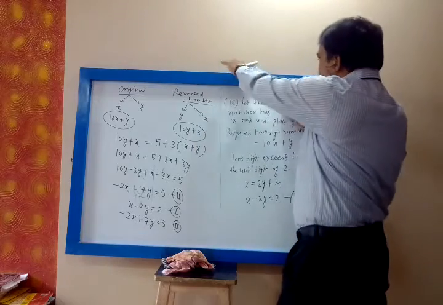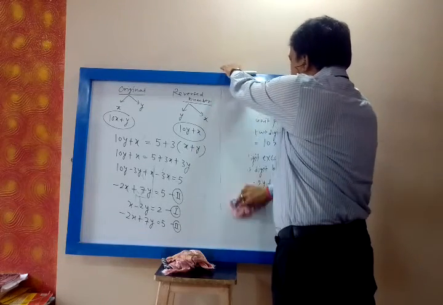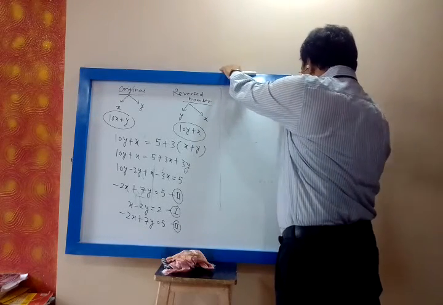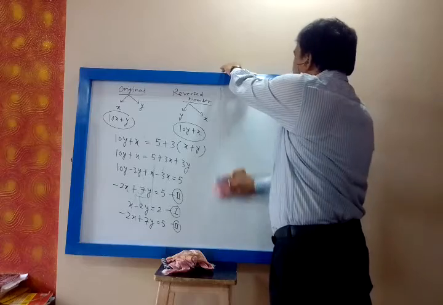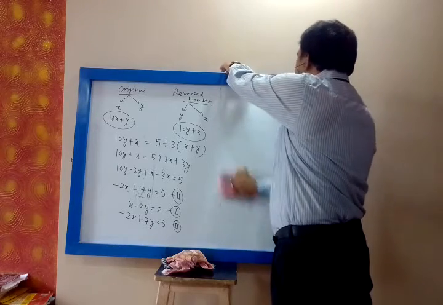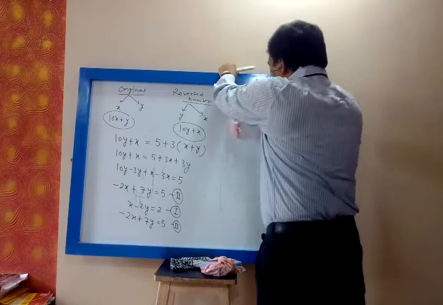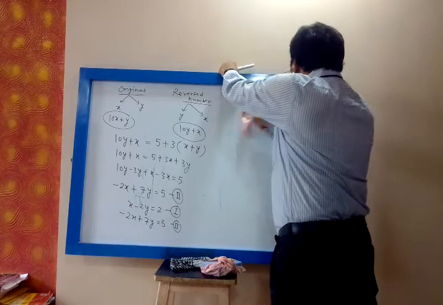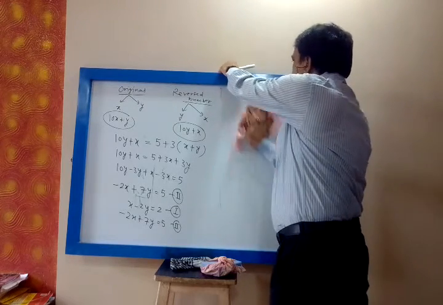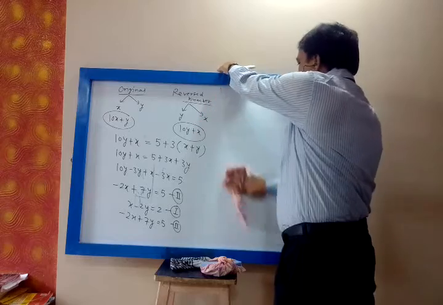You can make the x coefficient equal. One is x, the other is minus 2x. So multiply equation 1 by 2 and add it to equation 2.